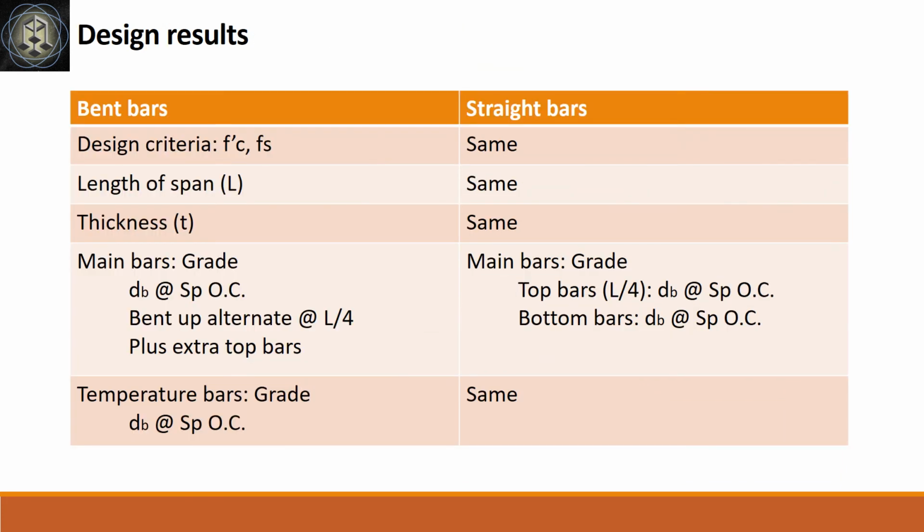These are the two layouts used for our design results. One is for bent bars and the other is for straight bars. Both use the same format as follows. Design criteria, length of span, thickness of slab, main bars, and temperature bars.